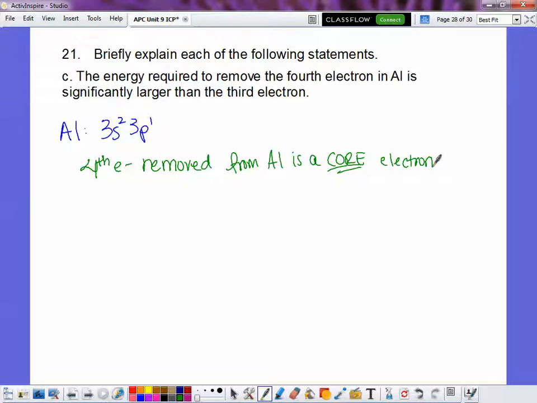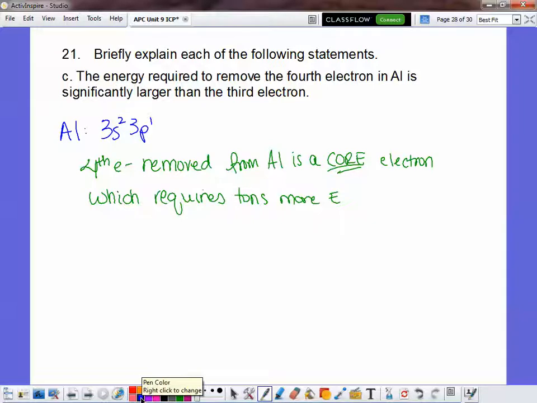the fact that it's a core electron, we like to see the words core electron, okay? So the fact that it's a core electron requires tons more energy. You could then go on to say the core electron is closer to the nucleus, therefore more difficult to remove, but make sure you identify it as being the removal of a core electron. Okay?